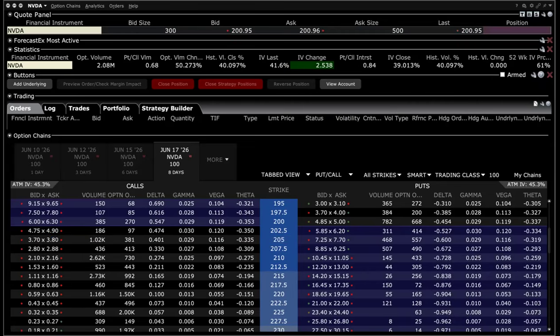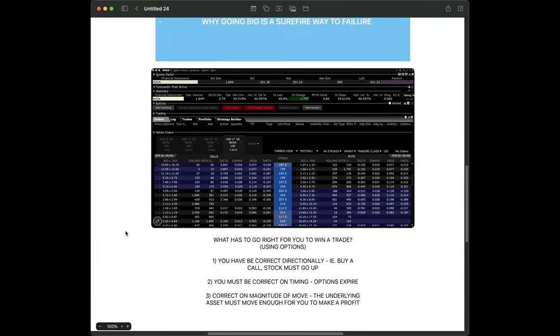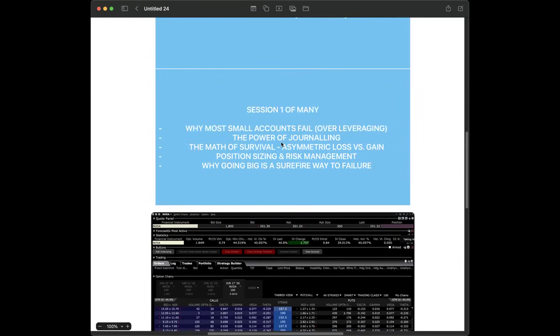Anyways, I can go off on tangents here and there. We're already half an hour in roughly. Let me go back to here. So I want to say as well, the power of journaling, we covered that. The math of survival, asymmetric loss versus gain. Again, this is where you can have two different strategies essentially. You can have a strategy of, for example, a very, very high probability of making a profit, but a very, very small profit.